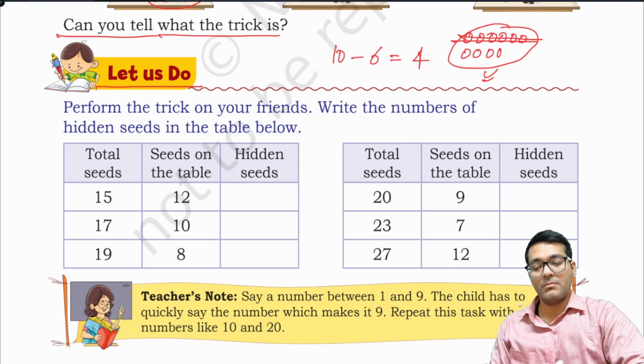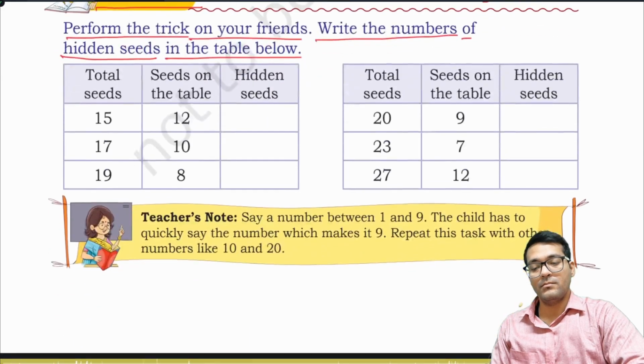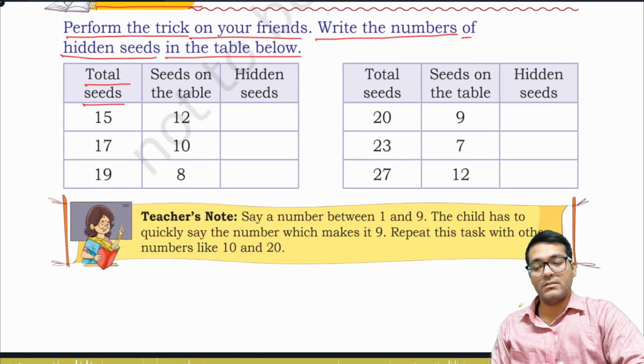Let us do it. Perform the trick with your friends. Write the numbers of hidden seeds in the table below. Total seeds 15. Seeds on the table 12. That means there are 15 seeds in total and only 12 are visible.